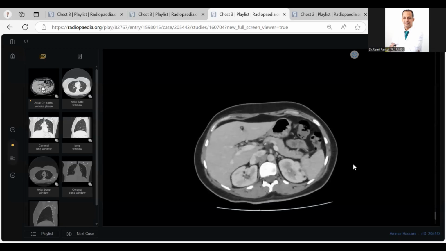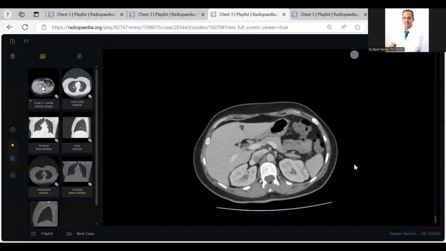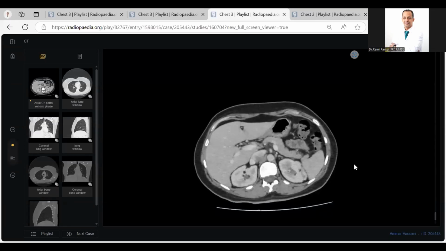Can you please scroll, sir? I want to see it from top to bottom. Look at this slice, please. I can appreciate very tiny areas of low density in the right kidney as well as few smaller on the left side.